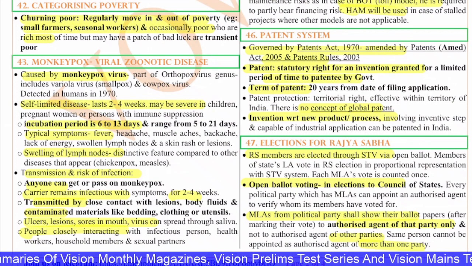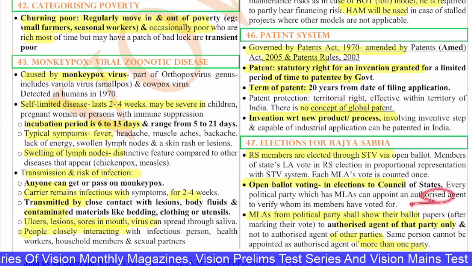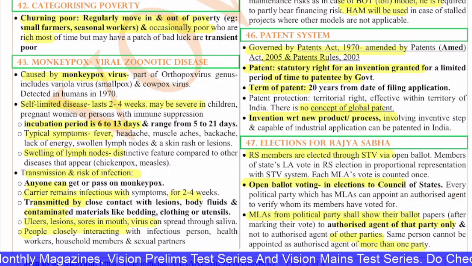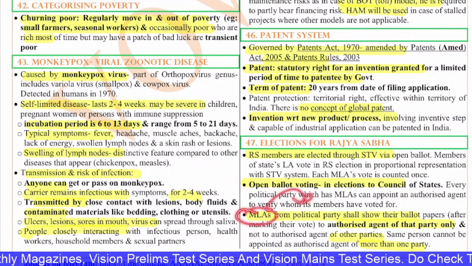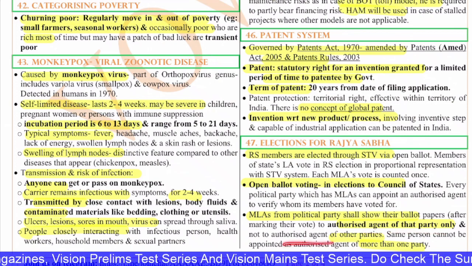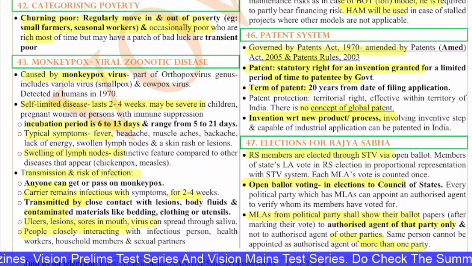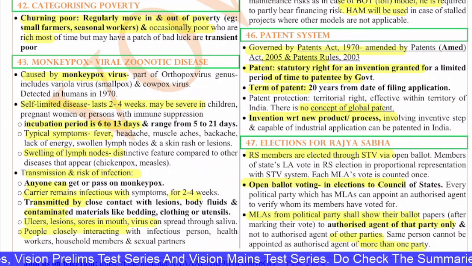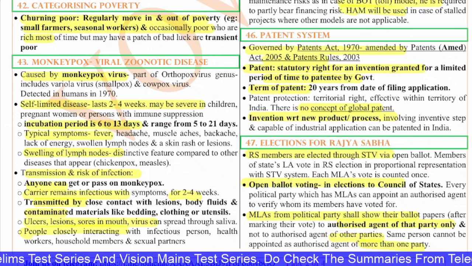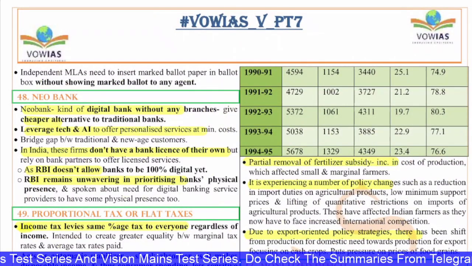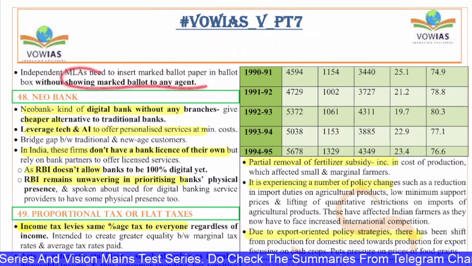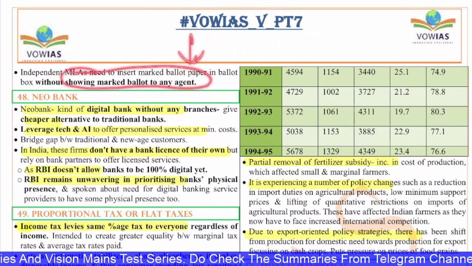Every political party which has MLAs can appoint and authorize an agent who can verify the members to whom they have voted. The MLAs from a political party shall show their ballot papers after marking their vote to the authorized agent of the party only, and not to unauthorized agents of other parties. The same person cannot be appointed as authorized agent for more than one party. And independent MLAs need to insert the marked ballot paper in the ballot box without showing it to any agent. That is there.